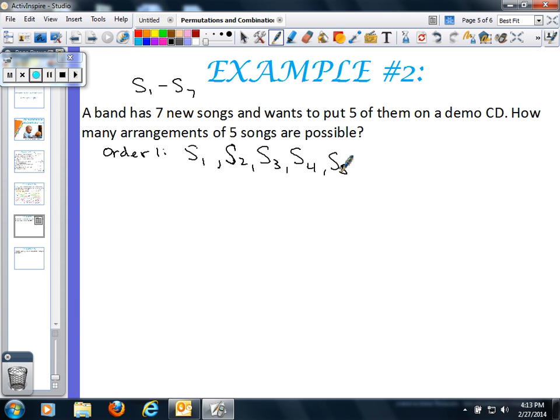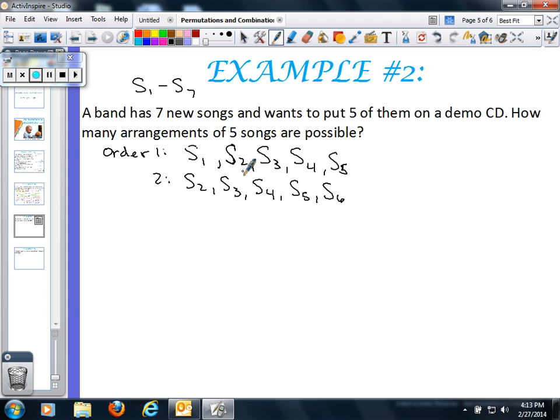Alright? And I bet you could come up with another one. Okay? So we could say number 2 would be S2, S3, S4, S5, and S6. So that's 2 orders right there. They want to know how many we have possible. Now this is talking about an order. They have to be in a specific order. So how many different orders can I choose from? So this is going to be a permutation, because remember, permutations are talking about a specific order.